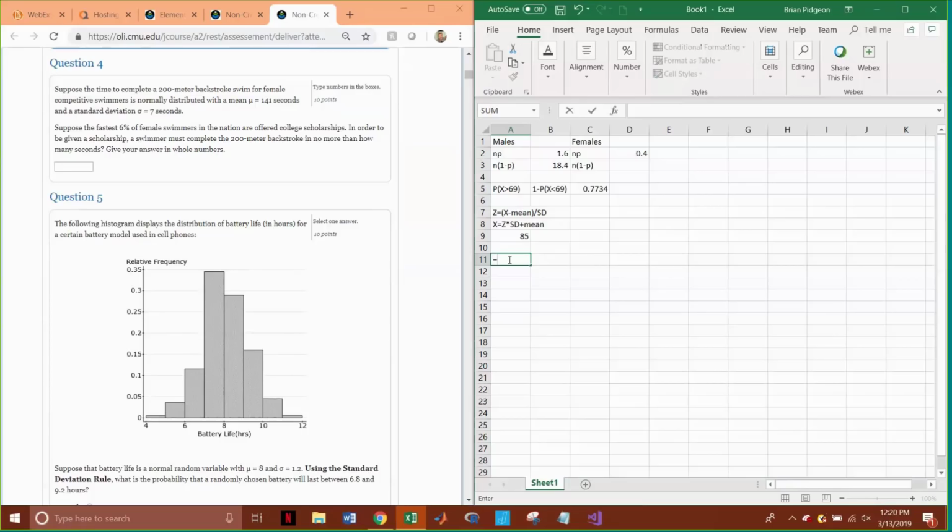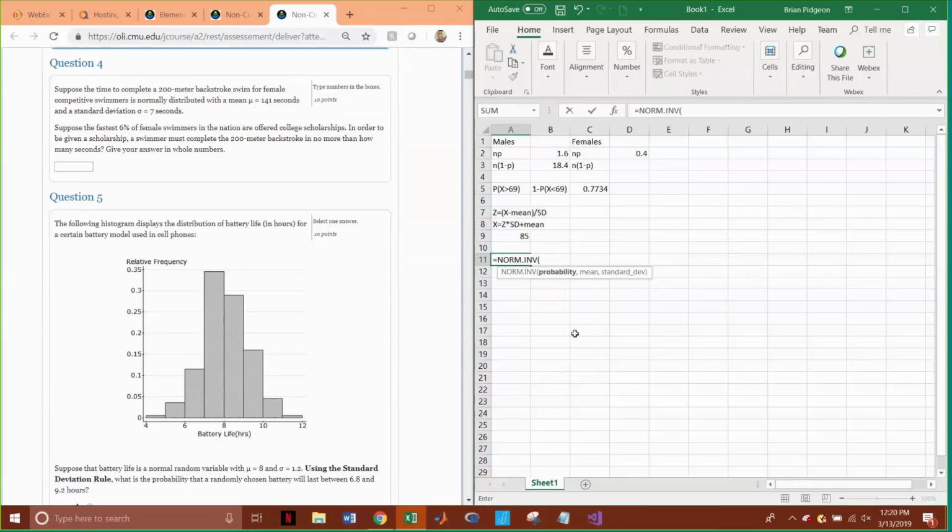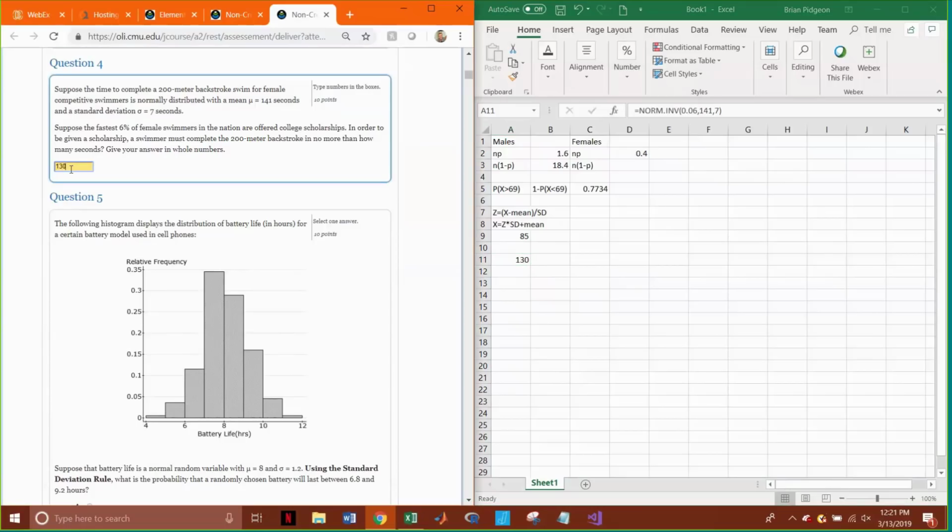We really are not asked to calculate any probability, but we're just trying to figure out at what value 6% of the data is below that. The fastest 6%. In those situations, we use NORM.INV. We work backwards. We know that the probability is 0.06, the mean of the distribution is 141, and the standard deviation is 7. Just plugging those in right away, we get 130.1166. But it wants the nearest whole number. So if you can't see this, just show fewer decimal places until there is no decimal: 130.